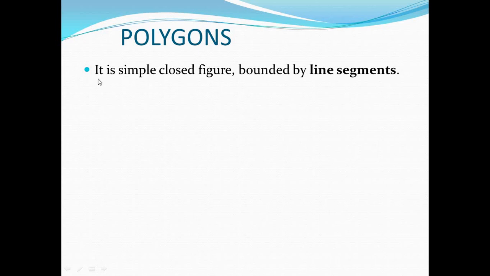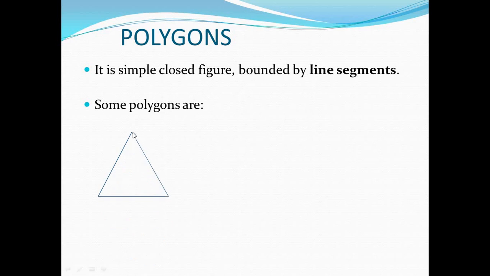Now, polygon. What do you mean by polygon? It is a simple closed figure bounded by line segments. Circle is also a closed figure, but it is not a polygon because it is not bounded by line segments. Then which is a polygon? So here some polygons are.